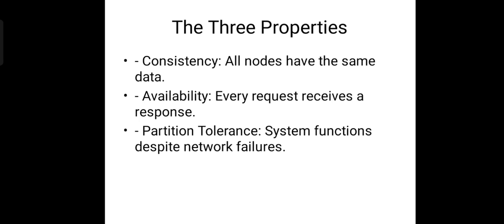Third one is partition tolerance. Sometimes due to some disruption in the network, nodes get separated into groups such that they cannot communicate with each other. This is called network partition.